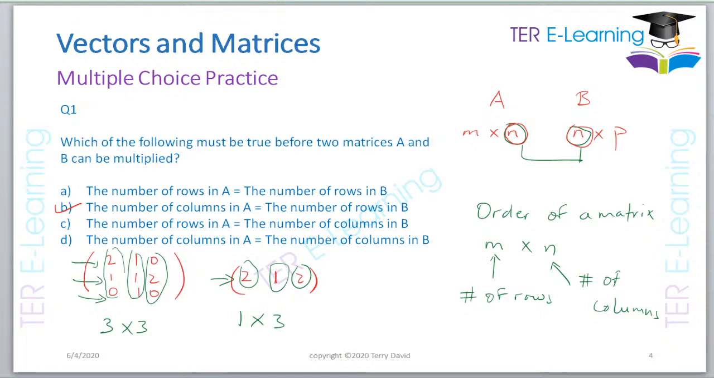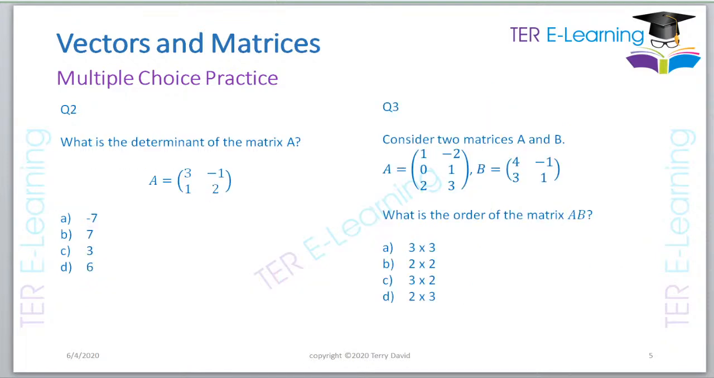Alright, so let's move on to the next question. We're looking at question 2 here. The question is asking, what is the determinant of matrix A? This is matrix A, given by 3, minus 1, 1, 2. What is the answer for question 2?